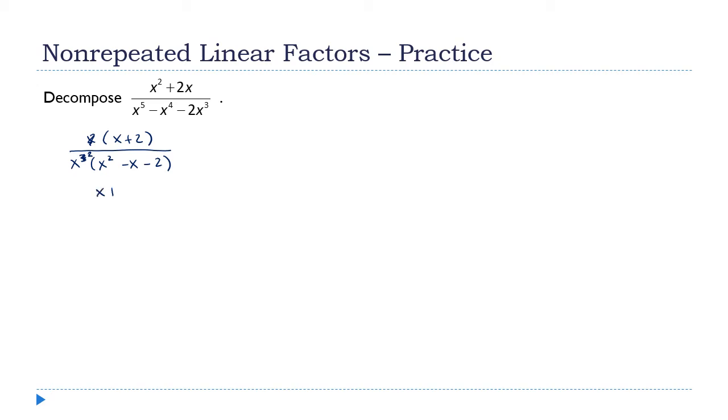So this is (x plus 2) over x squared times (x minus 2) times (x plus 1). Darn, I was hoping I'd cancel that x plus 2 also. But I didn't. We're stuck with it. So here's where we end up. This is equal to a over x plus b over x squared plus c over x minus 2 plus d over x plus 1.